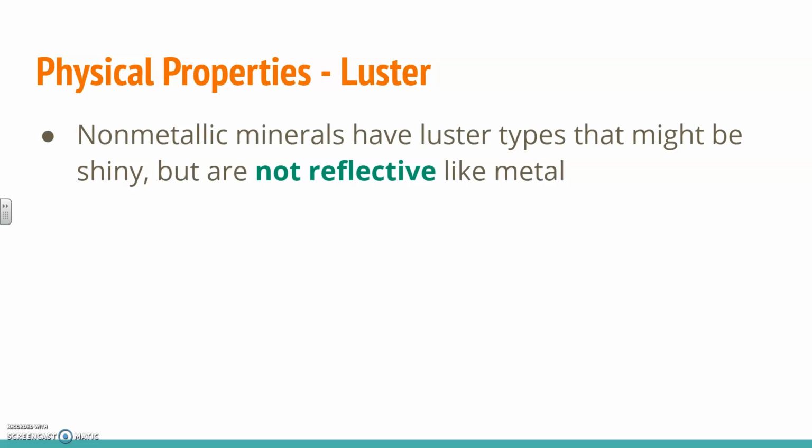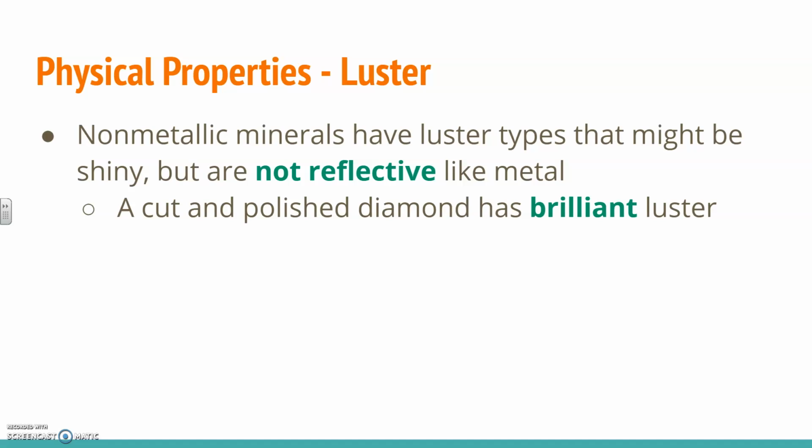Non-metallic minerals have a luster type that might be shiny, but not necessarily reflective. So we have metallic are shiny and reflective. Non-metallic might not be both of those. So a cut and polished diamond has a brilliant luster. Picture a woman's diamond ring, or a young man's diamond earrings, or a diamond necklace.